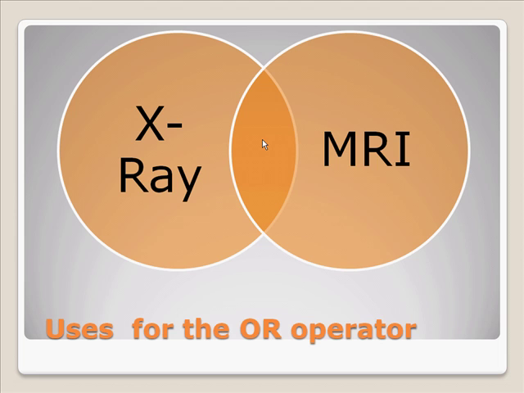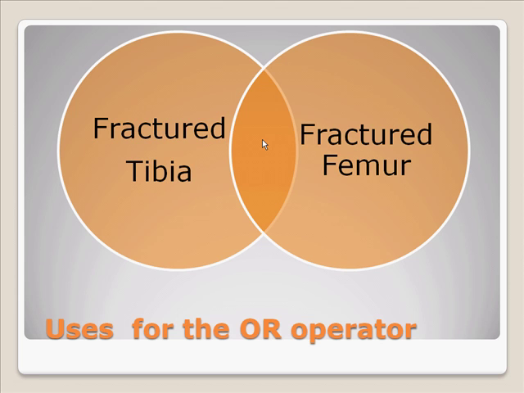Let's move on. One possible use of the OR operator would be in this example. If you're trying to put these two diagnostic tools for X-rays and MRIs together, you could OR together these results and then compare them against another variable. Another example? Possibly you're dealing with two different types of fractures, like a fractured tibia and a fractured femur. You could OR together these two items in order to obtain articles that would deal with both.